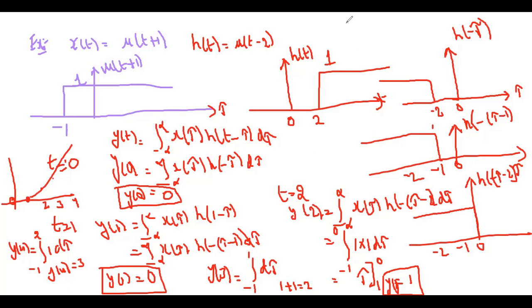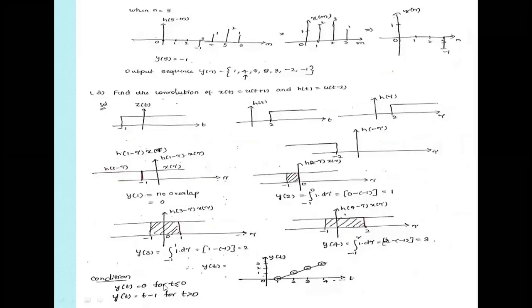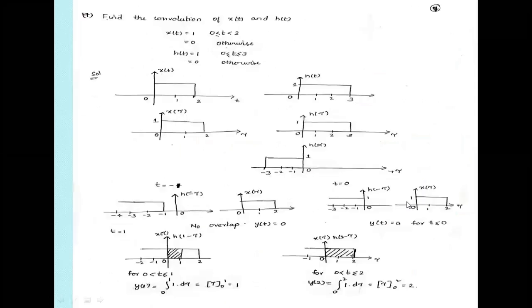Okay, my students. And y of t is equal to 0 for t less than or equal to 1, and y of t is equal to t minus 1 for t greater than 1. Means at t is equal to 1, 1 minus 1 is 0. At t is equal to 2, 2 minus 1 is 1.